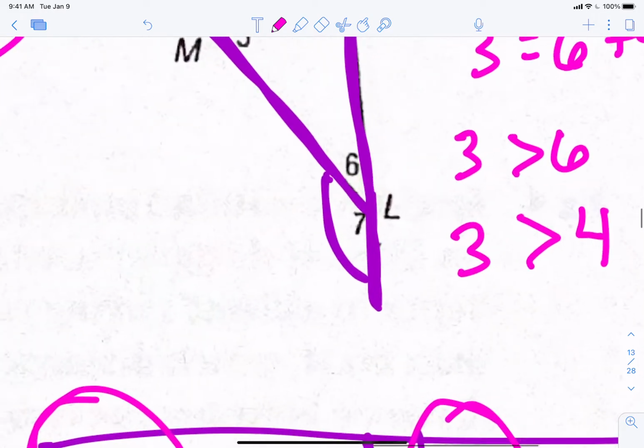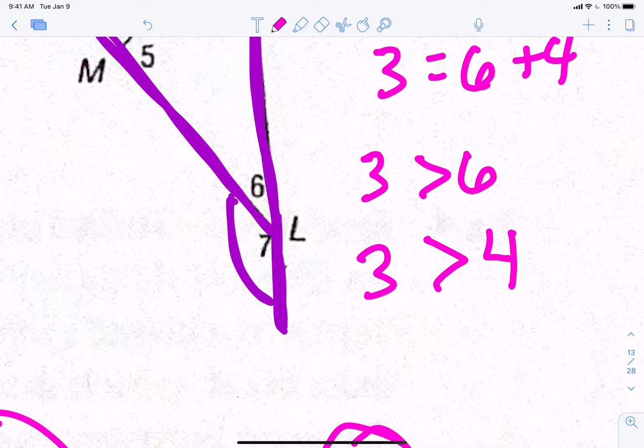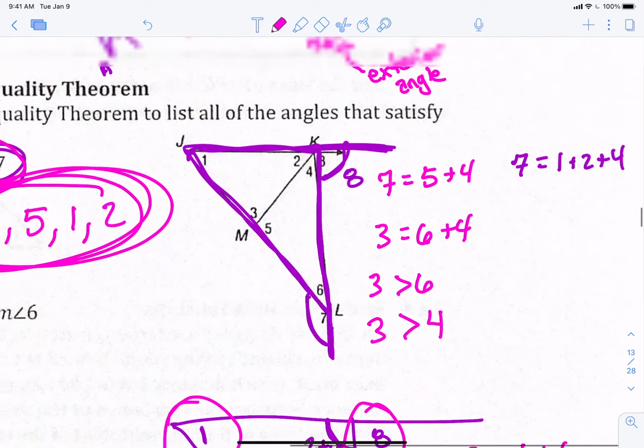Okay, so I get what you're saying. Gracie says why not 7? Because 7 looks bigger than 6. Don't go by what it looks like. Only go by the triplet that we can write. 7 equals 1 plus 2 plus 4.